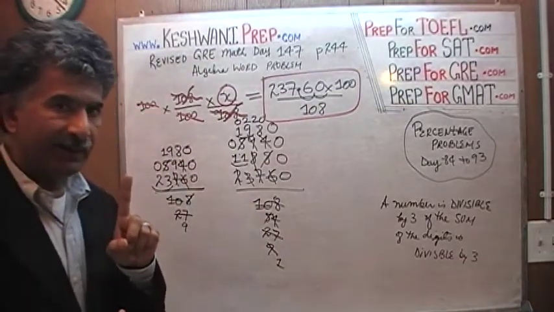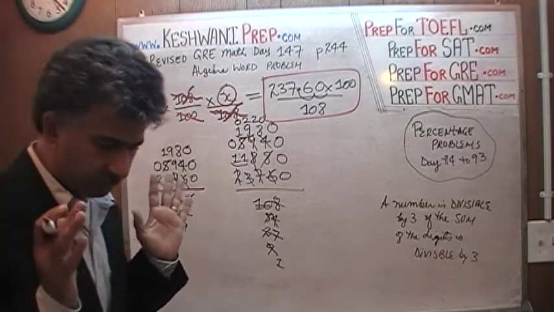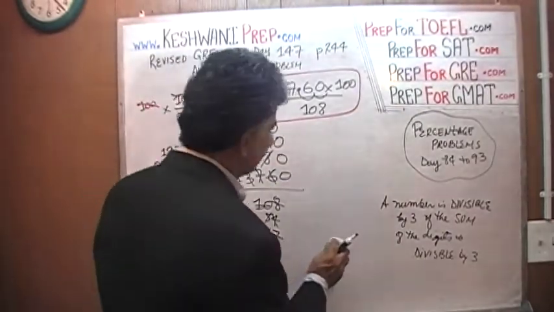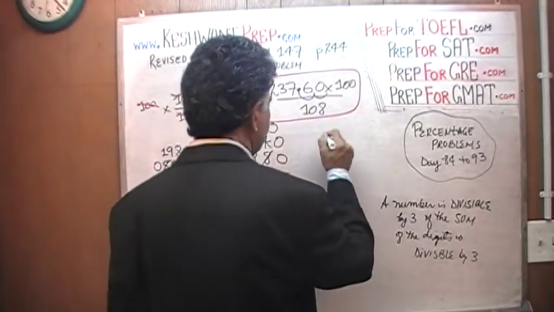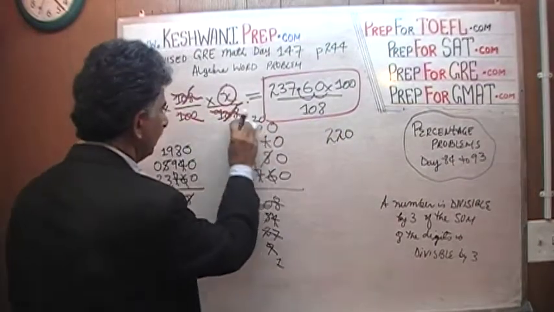What I want to do at the very end now, before we actually close this video, is verify, make sure the 220 is the right answer. How do we verify? Here's how we verify it. 220 was the original salary. Okay, listen carefully. I need the room, so I'm going to erase this part here.